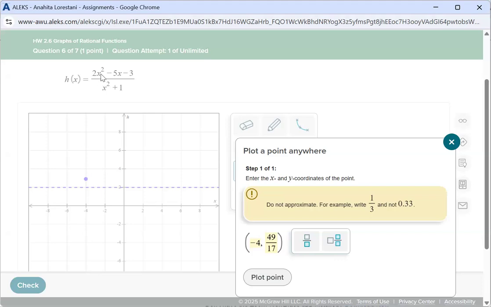I just want to make sure my calculation is correct. So that's -4 squared is 16. 16 times 2 is 32. -4 times -5 is 20. 20 and 32 is going to be 52. Then we subtract 3, so we're going to have 49.